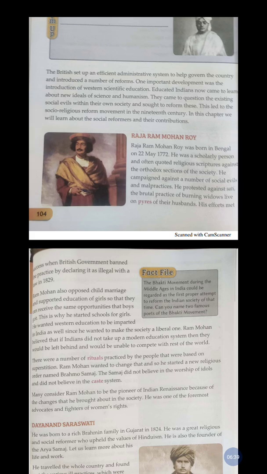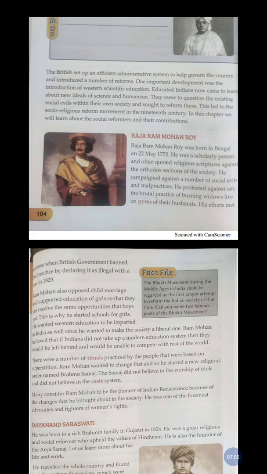Now, there were a number of rituals practiced by the people that were based on superstitions. Ram Mohan wanted to change that. And so he started a new religious order named Brahmo Samaj. So students, he wanted to change these rituals.